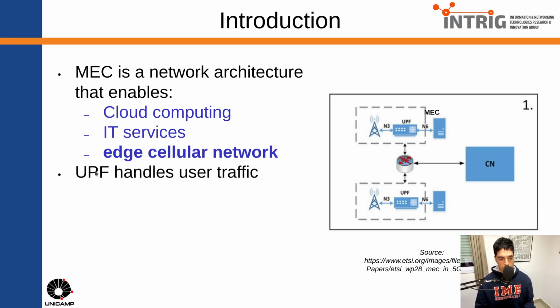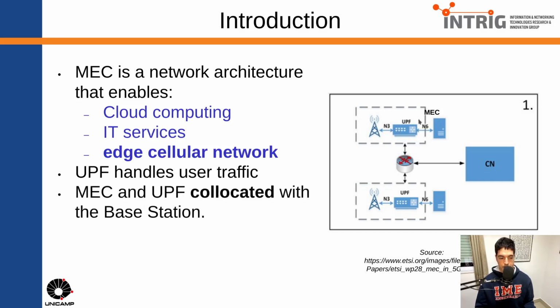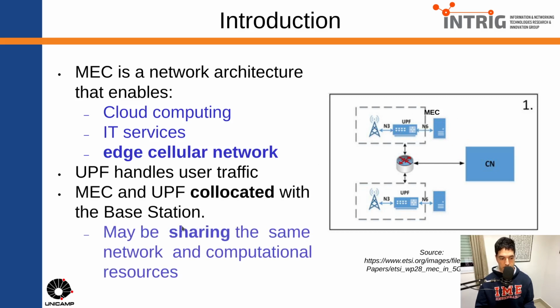Another component that is important to define is the UPF. UPF means user plane function, is a 5G core component that is responsible to handle the user traffic. So the MEC and the UPF are totally related. If you check here in the image, the UPF is responsible to receive the data from the base station and redirect it to the local cloud. So the MEC and UPF can be co-located. This is one example. And they may be sharing the same network and computational resources.